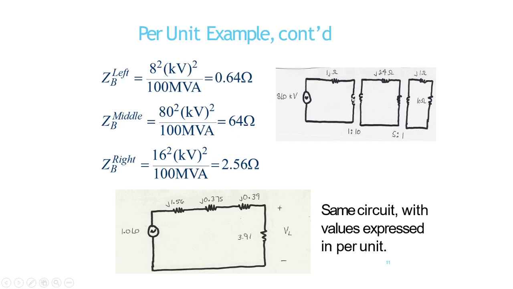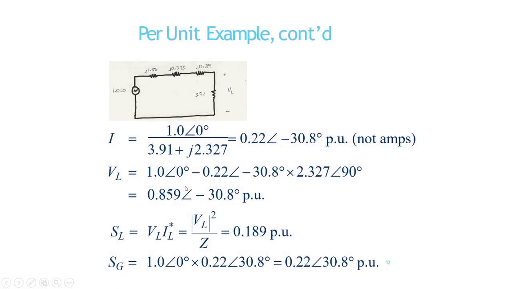So this is the same circuit diagram as this one. We are converting it and expressing it in per unit quantities. I will be equal to 1.0 angle 0 divided by 3.91 plus j2.327, that is 0.22 angle minus 30.8 per unit. VL is equal to 1 angle 0 minus 0.22 angle minus 30.8 into 2.327 angle 90 degrees. When you solve this, VL will be equal to 0.859 angle minus 30.8 degree per unit.